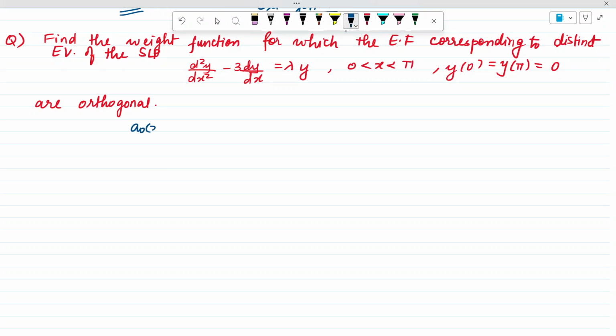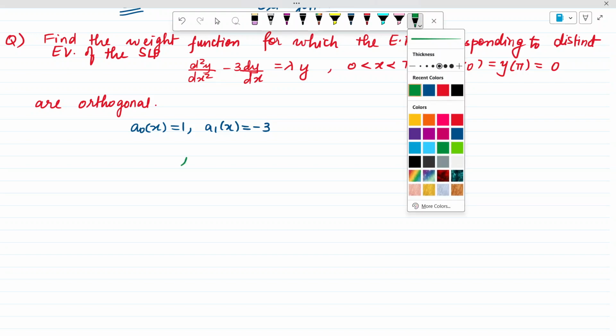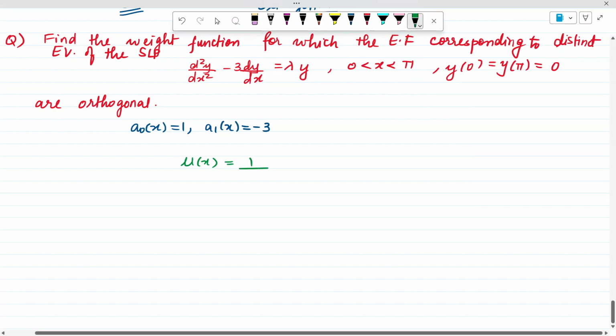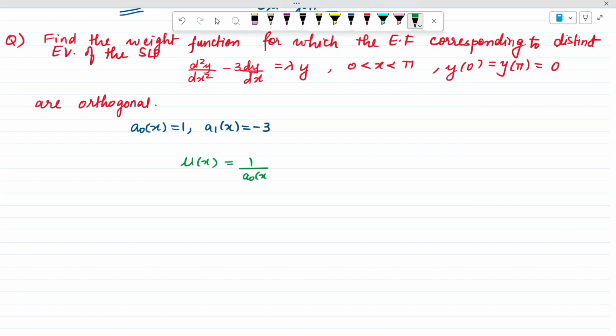Your a naught here is 1, and a1 of x is negative 3. Your formula for mu of x is 1 over a naught of x times the exponential of the integral of a1 of x divided by a naught of x. So when I substitute the values, I have e raised to the integral of minus 3 dx, which is nothing but e raised to negative 3x.